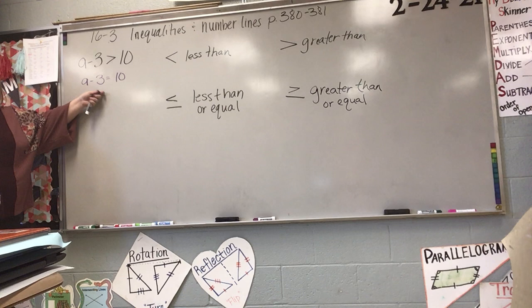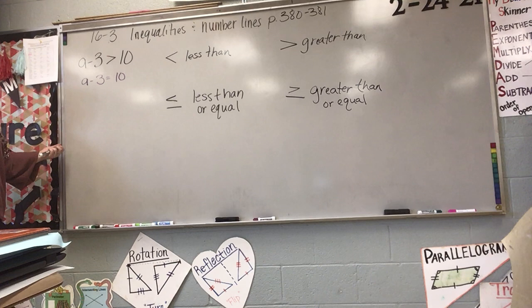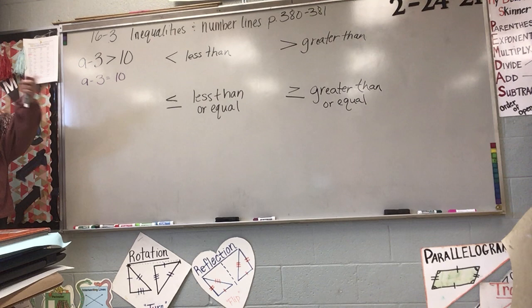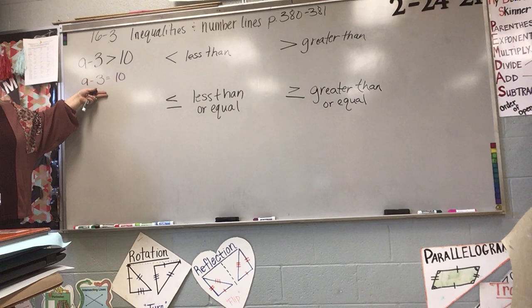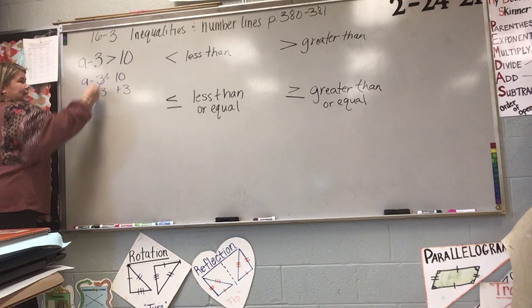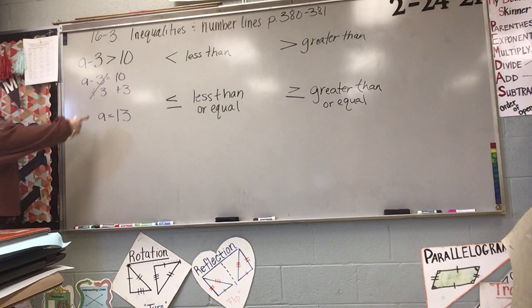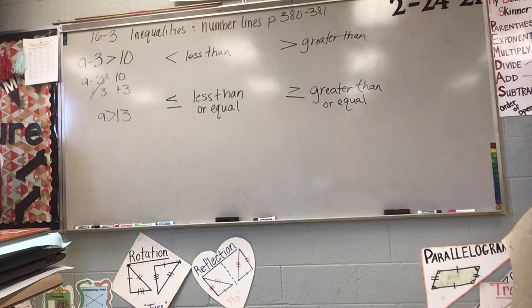This is an equation. What do you do to solve an equation? You got to find the number. Well, yeah. How do you find the number? You divide? No. Guys, we just did equations. You do what? You add. You have to do the opposite. You're going to add 3 to both sides. Yes, that cancels out. It leaves me A equals 13. Now, we're done pretending, though, because it's really not A equals 13. It's really A is greater than 13.